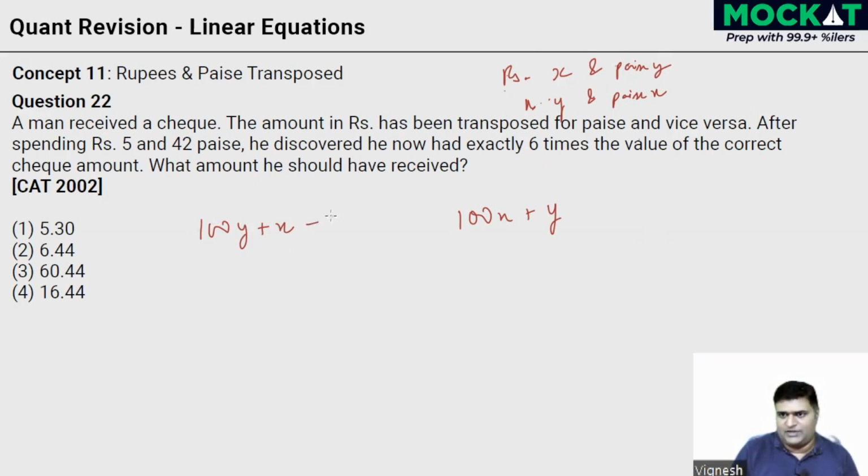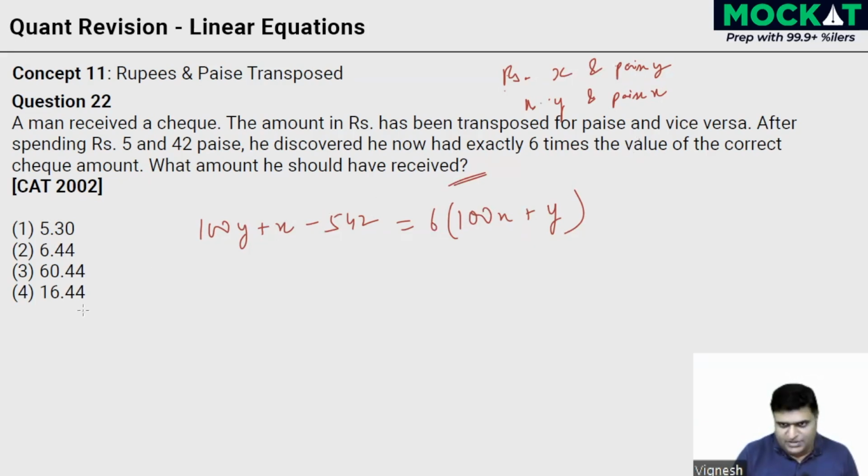5 rupees and 42 paise is going to be 542, right? In paise, I'm writing everything in paise terms. 542 was spent, and he discovered he now had exactly 6 times the value of the correct check amount. The correct check amount in paise, I'm writing in the reduced form. Paise is the smallest denomination. 6 times the original value, 6 into 100x plus y, is going to be whatever the transpose is, minus 542 after spending 542 paise. So now the question is what amount he should have received, right? We have to find the x and y values and find out which is the answer.